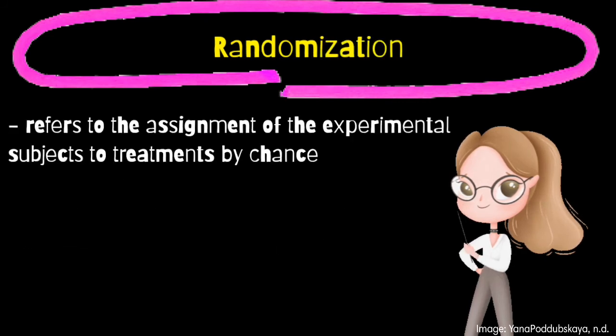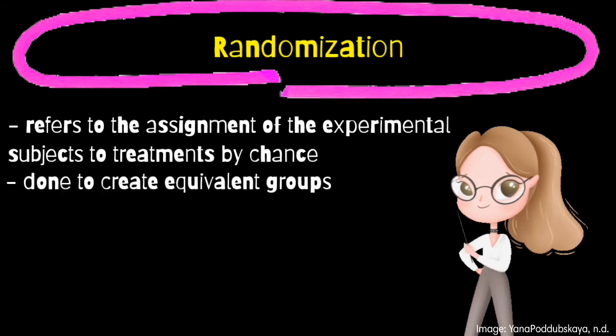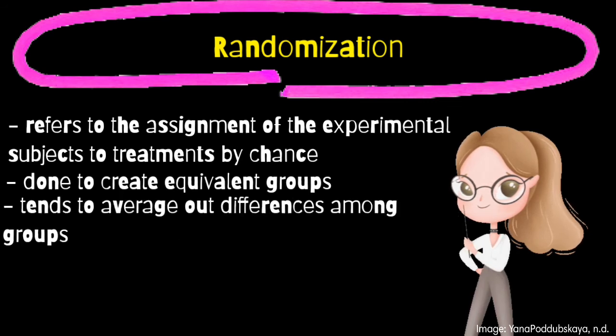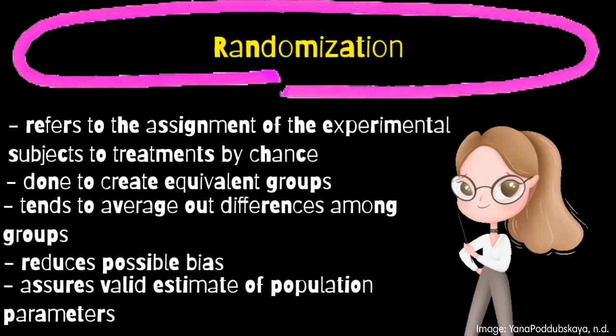Randomization refers to the assignment of the experimental subjects to the treatments by chance. It is done to create equivalent groups prior to the experiment. It tends to average out differences among groups. It reduces possible bias in comparative experiments. It also assures a valid or unbiased estimate of population parameters and the validity of the statistical test of significance.